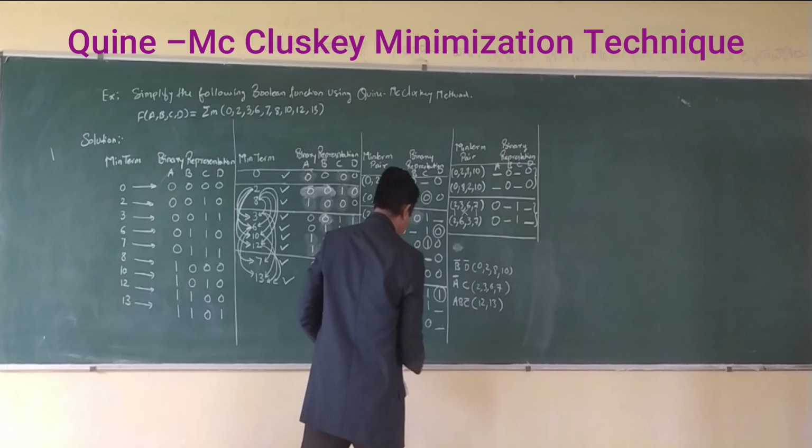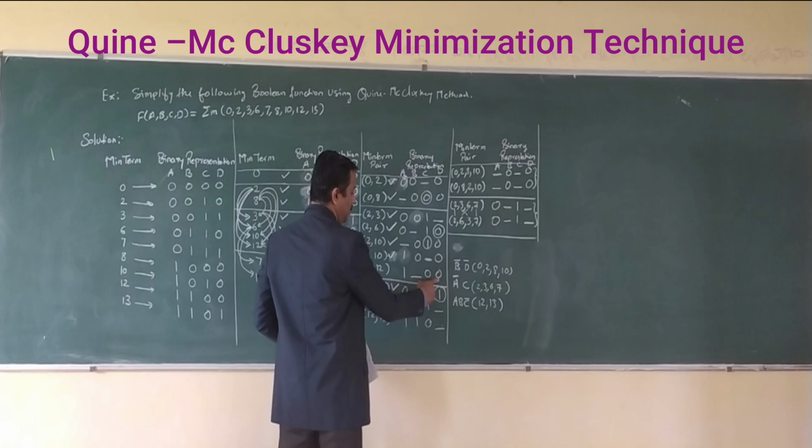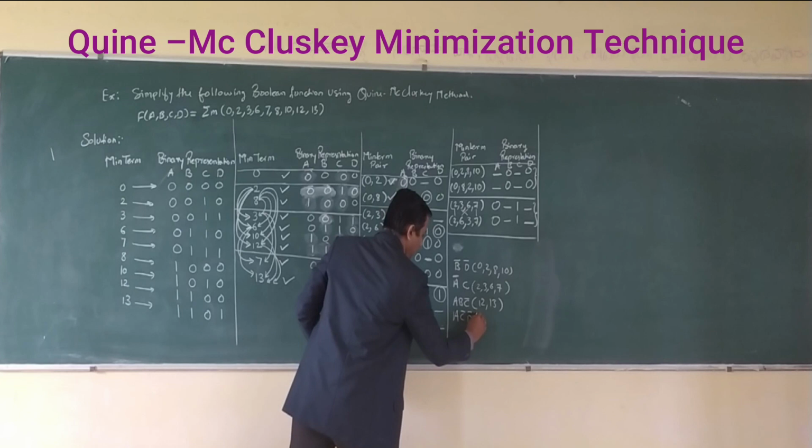is unticked. So which is the other one which is unticked? 8 and 12. What is the representation of 8 and 12? 1 underscore 0, 0. What is in 1 underscore 0, 0? 1 is representing A and these two terms are representing C and D. So A, C bar, D bar. So it is 8 and 12.